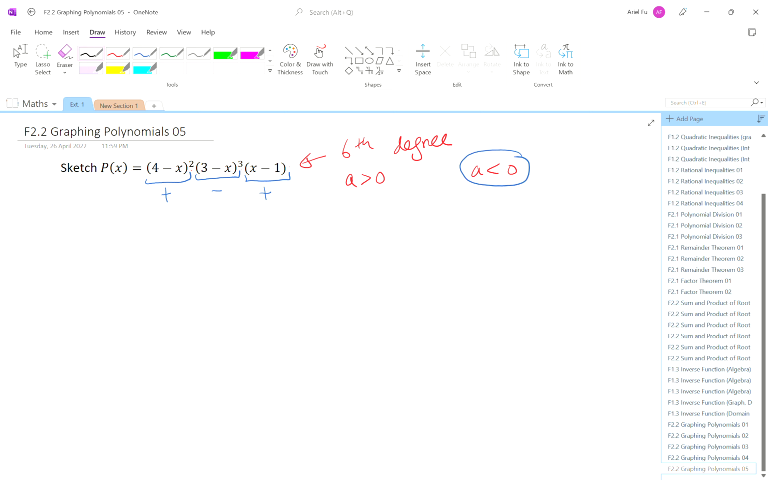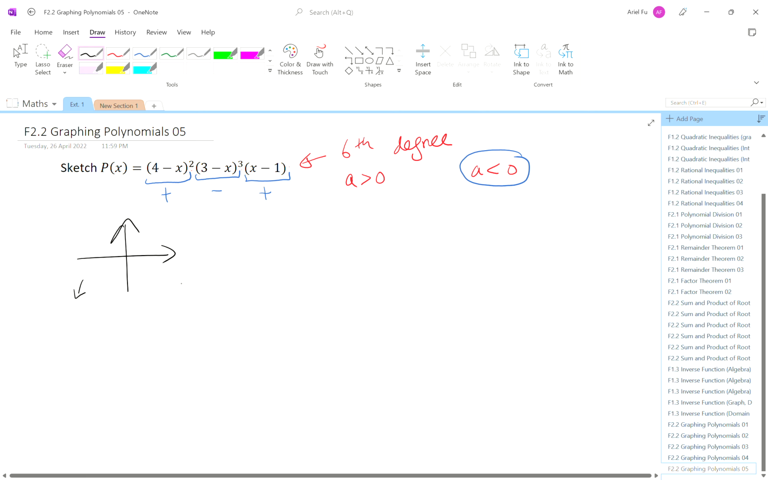What that means is that on my set of axes, for a 6th degree polynomial, both ends are going to point in the same direction. Since a is less than 0, both sides are going to point downward. I know that.